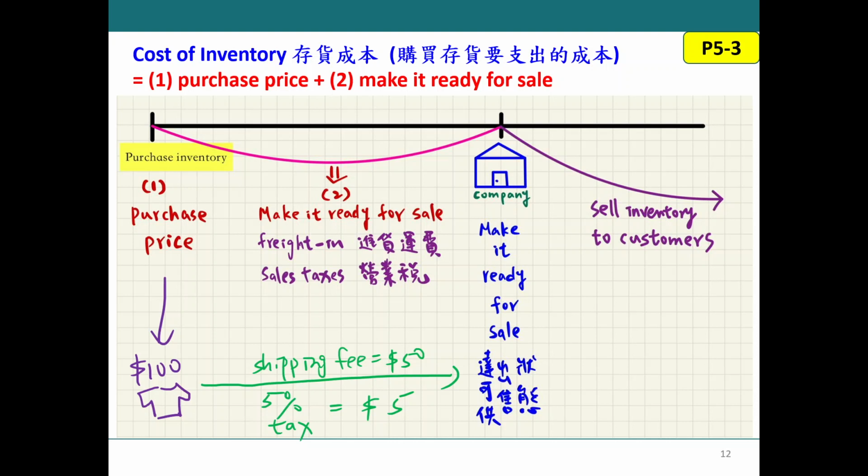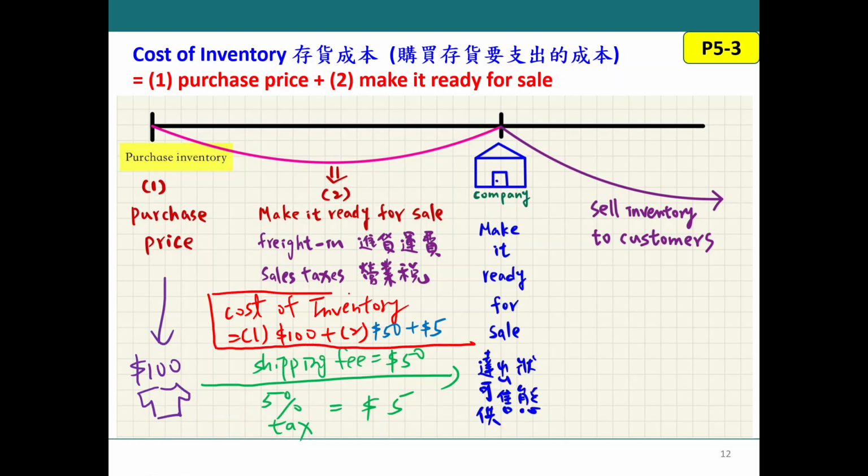So the total cost of inventory, the money you spend, is how much? $100 plus two. What is two? $50 and $5. So how much money do you spend in order to buy the t-shirt and get the t-shirt? It should be $155.